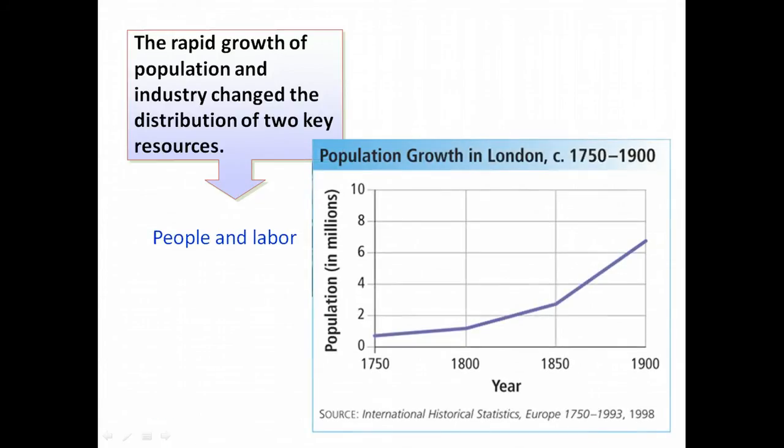Population growth and the change in the way industry operated resulted in distribution changes for two key resources: people and labor. And you can see from the chart just the population growth in London from just under 500,000 in 1750. By the time we get to 1850, we're almost at 3 million, and then from that point it gets much more steep, up to almost 7 million by 1900.